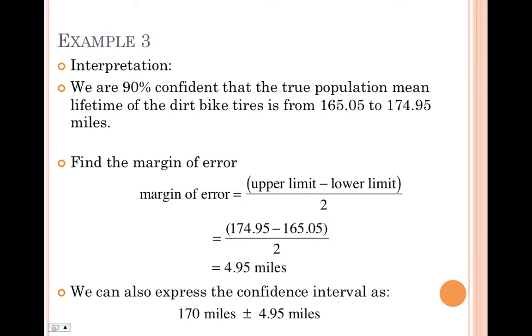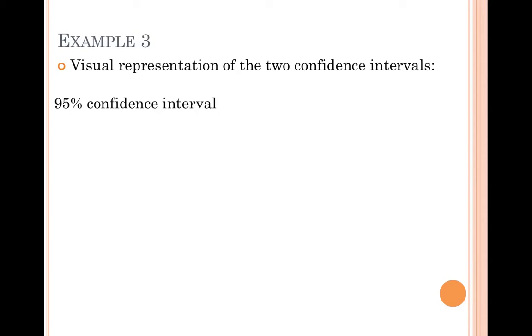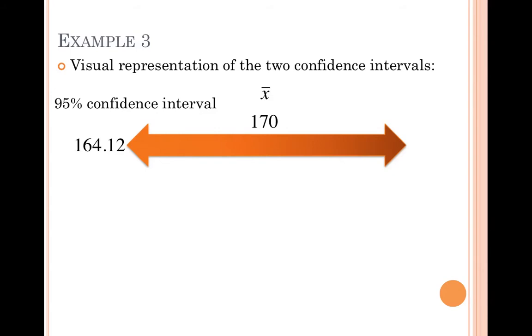So we found two confidence intervals. We had the same sample mean, the same population standard deviation, and the same sample size, but we found a 95% confidence interval and then we found a 90% confidence interval. If we look at the visual difference between the two, for a 95% confidence interval, remember that our range of values started at 164.12 and went up to 175.88. So with 95% certainty, our population mean was within this range.